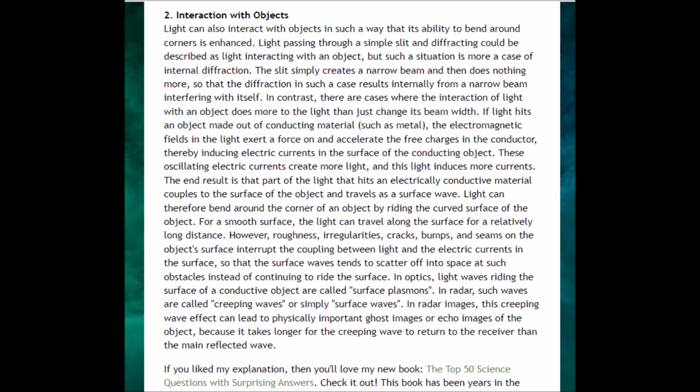In contrast, there are cases where the interaction of light with an object does more to the light than just change its beam width. If light hits an object made out of conducting material, such as metal, the electromagnetic fields in the light exert a force on and accelerate the free charges in the conductor, thereby inducing electric currents in the surface of the conducting object.